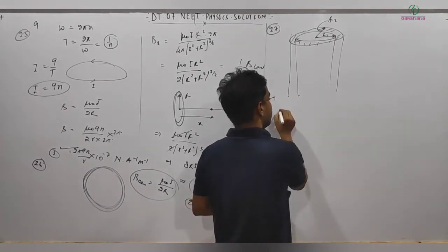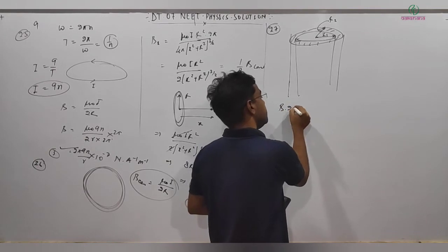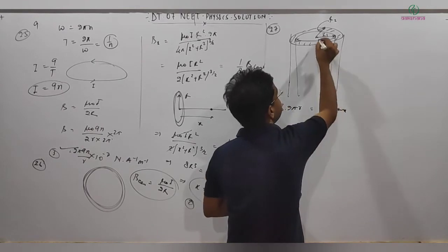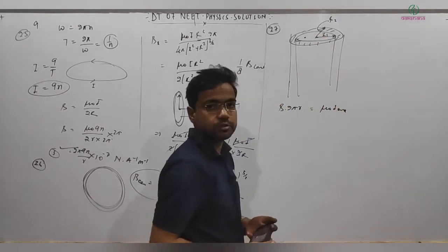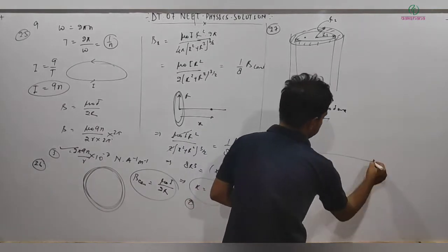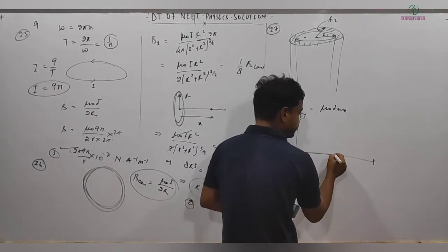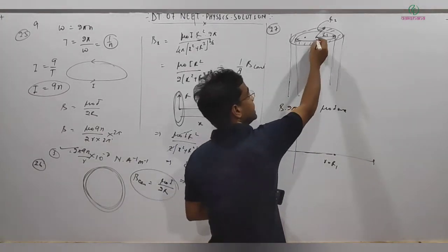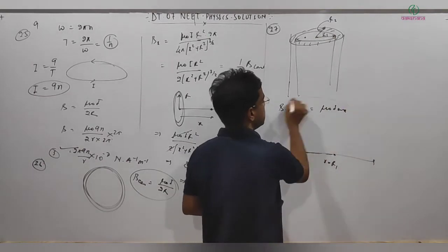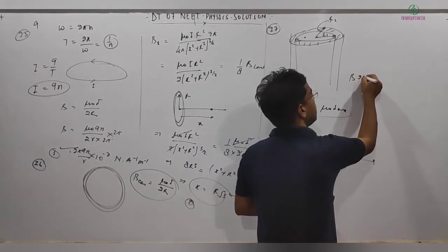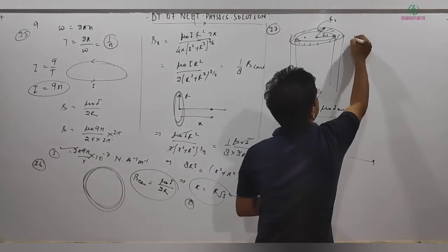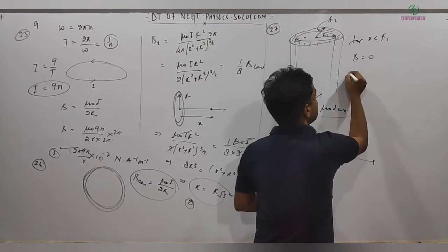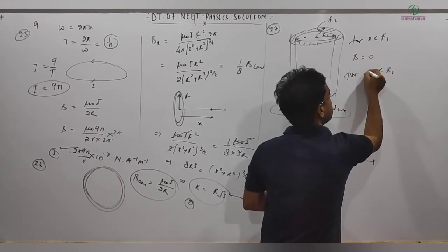So first thing is, we know by Ampere's law, B dot dl, 2 pi R equal to mu naught into I enclosed. So if I take any point inside, then definitely I enclosed will be 0, so B will be 0. So we will get B up to small r equal to R1 as 0. And after that it will start varying. I can write for R less than R1, B is equal to 0, and for R less than R2 and greater than R1.